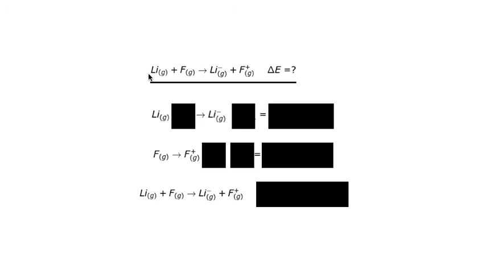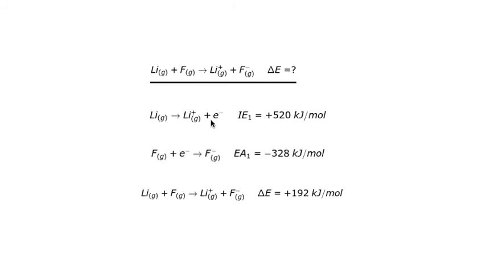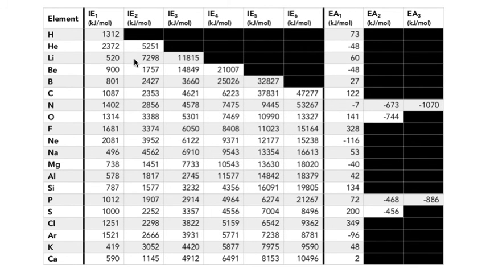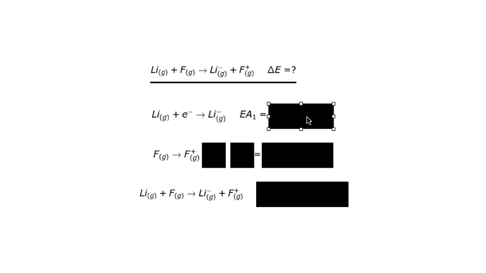Again, we would begin with our little half reactions. So lithium to Li minus. Of course, in this case, we would need to add an electron on the reactant side. Notice how that differs from the previous example in which we placed the electron on the product side. Here we have to place the electron on the reactant side. So this is going to be associated with the electron affinity for lithium, specifically the first electron affinity for lithium. If we look at our table, here's lithium, and the first electron affinity is 60, so that's going to be negative 60 kilojoules per mole.